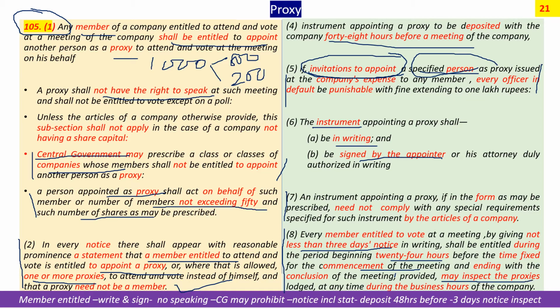One can inspect the proxies which are deposited during business hours, and as we noted, he should give not less than 3 days notice in writing before the meeting. And it has to be given by a member entitled to vote. A non-member cannot inspect the proxies.